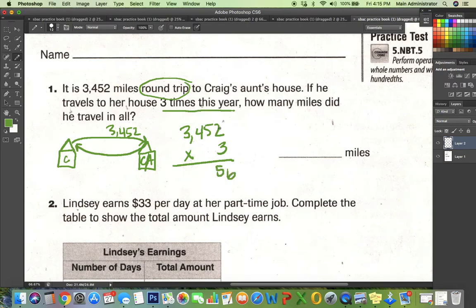3 times 2 is 6. 3 times 5 is 15. 3 times 4 is 12. 1 more is 13. 3 times 3 is 9. 1 more is 10. Put my comma there. Looks like it's 10,356 miles that he would travel in all.